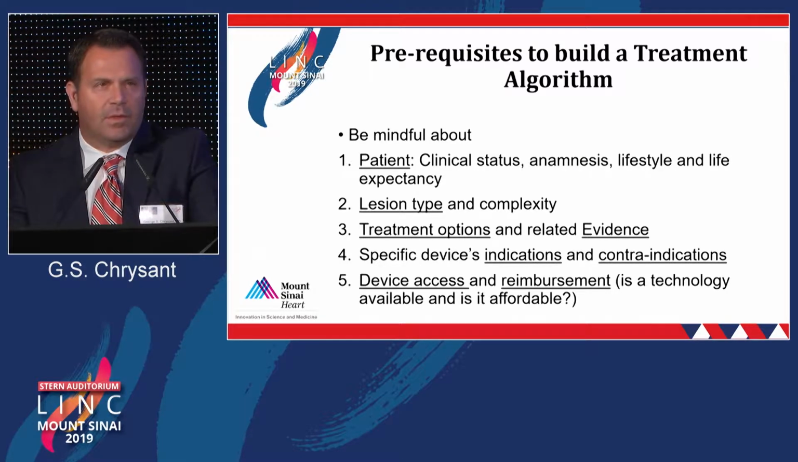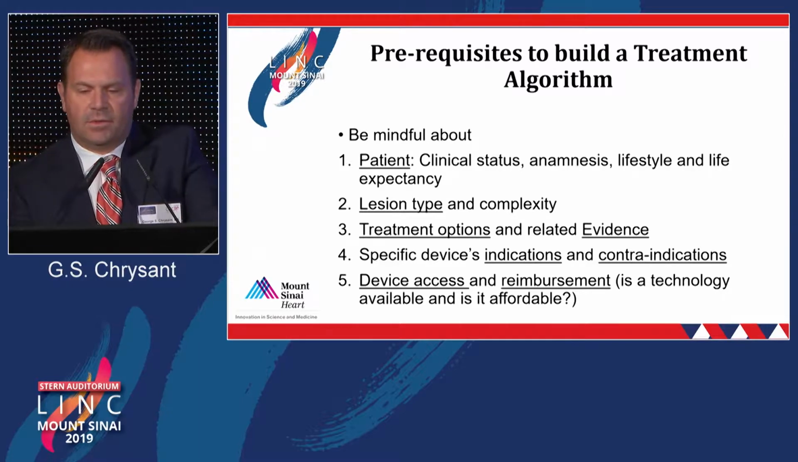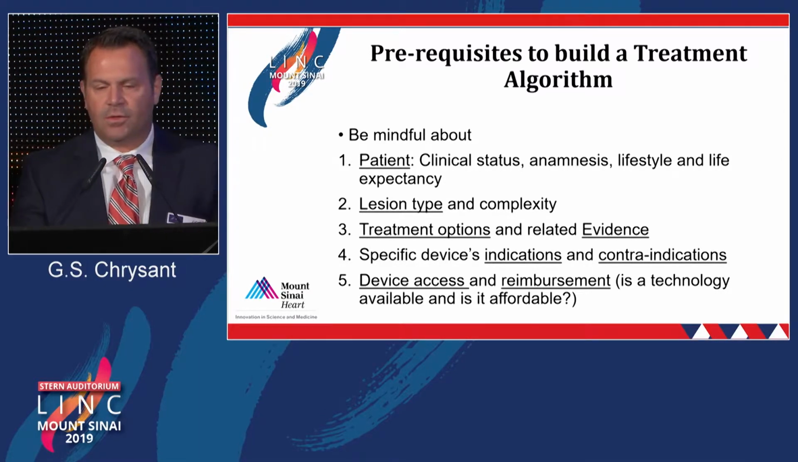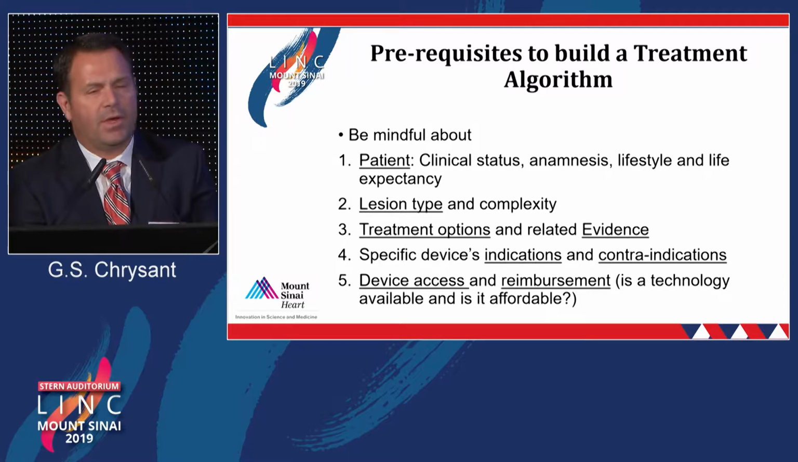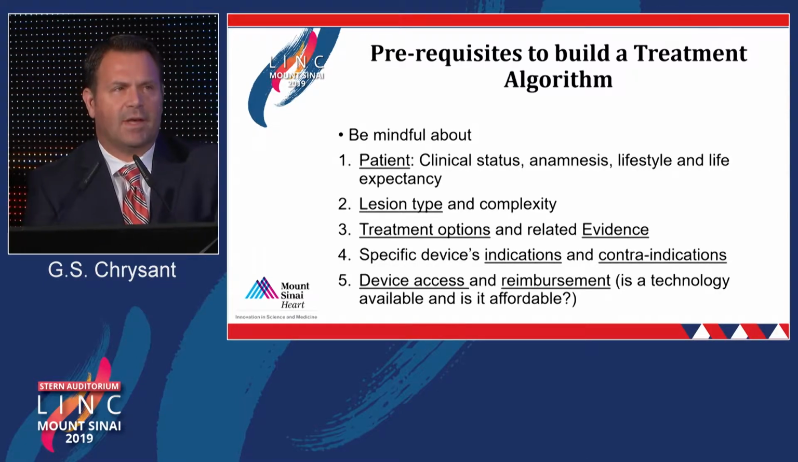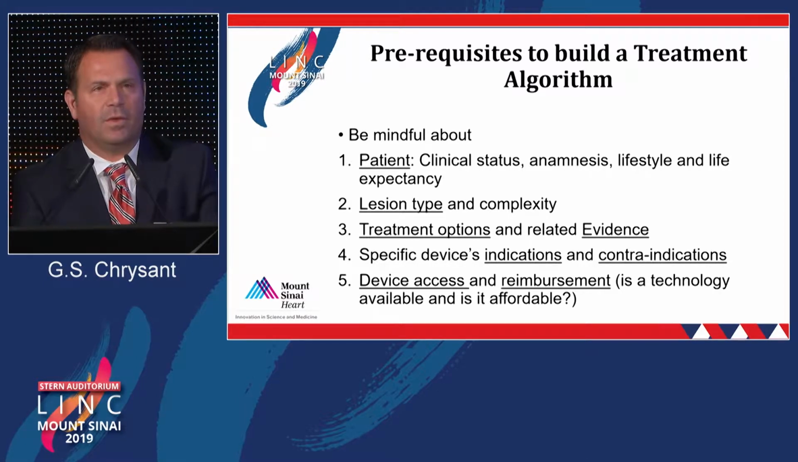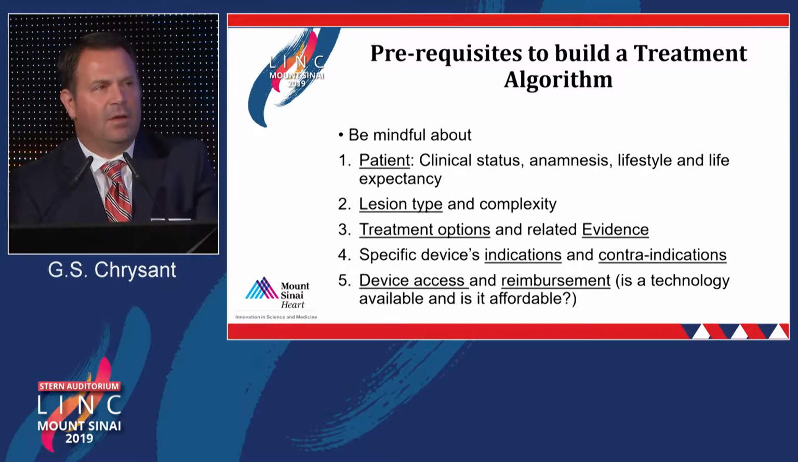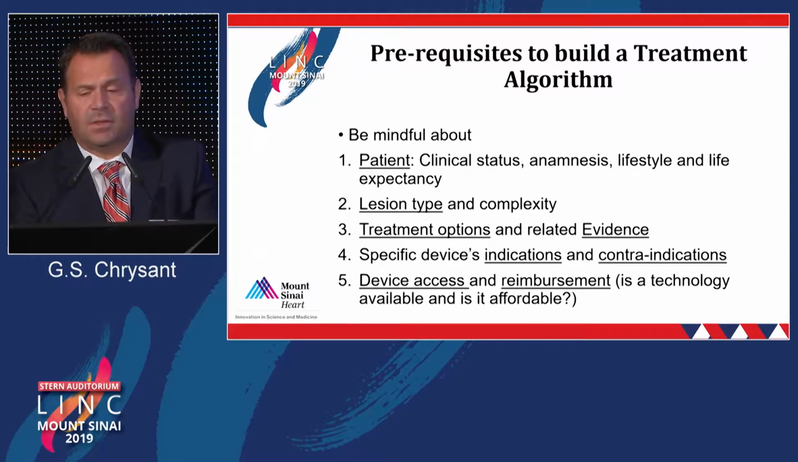So when you talk about building an algorithm, in terms of probably any treatment, but we'll stick with the topic here, you always want to keep track of the patient. So, what's their clinical status? And a lot of times we don't really take into consideration their lifestyle, and really sometimes we don't take into consideration life expectancy. So I think that's always good to think about.